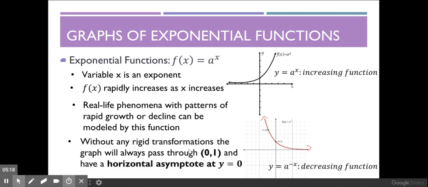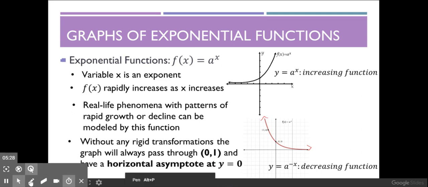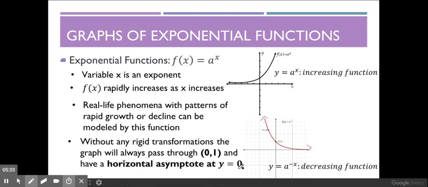Without any rigid transformation, meaning without moving left, right, up, or down, the graph will always pass through (0, 1) and have a horizontal asymptote at y equals 0. This is really important when we understand the different transformations of graphs. It always passes through (0, 1) and has this horizontal asymptote of y equals 0 if there is not a left shift, right shift, up or down shift. That means with stretches and shrinks, it will still have these two characteristics.